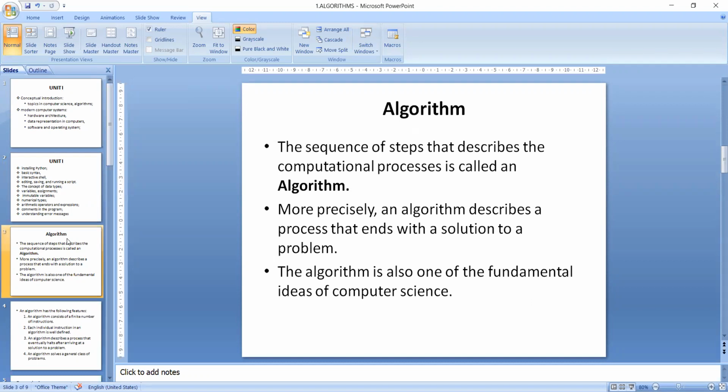If you want to write a program, we definitely go for the algorithm. So what is meant by algorithm? The sequence of steps that describes the computational process is called an algorithm. Definitely, if you have a problem, you need sequences of steps.